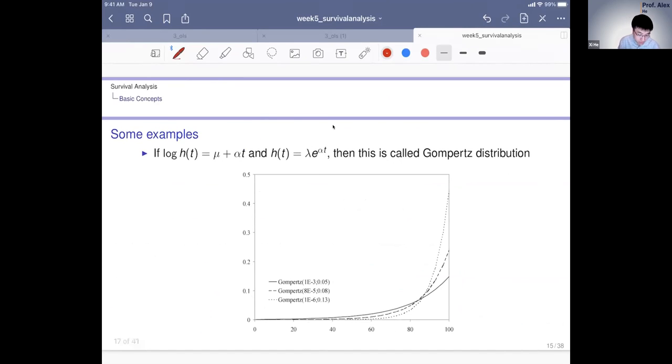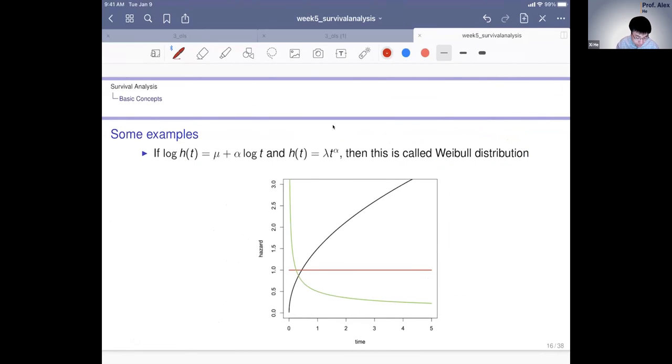Another example is where the log of the hazard function is equal to a constant plus alpha t. So that's just a linear function of t, and the hazard would be the natural exponential of that. You can also integrate that to get the CDF. This one in particular is called the Gompertz distribution. In this case, the log hazard is just a linear function of t. Alternatively, the log of the hazard can be a linear function of log t. In this case, the hazard equals lambda, some constant, times t to the alpha. This is called the Weibull distribution, another one that's often used. All of these will be used in the Cox proportional hazard model that we'll talk about later.